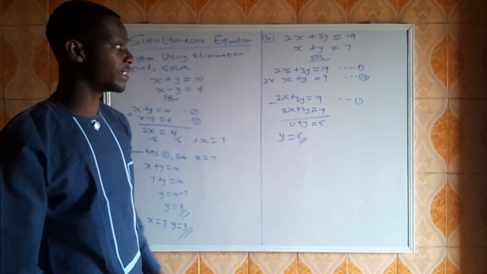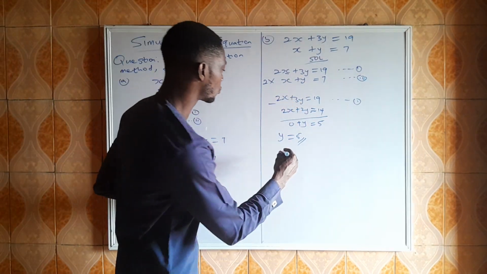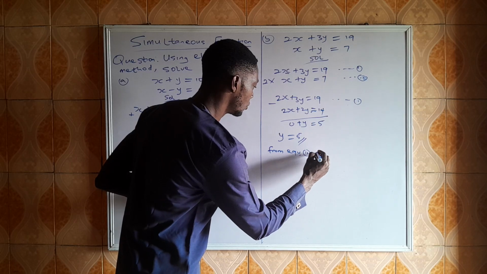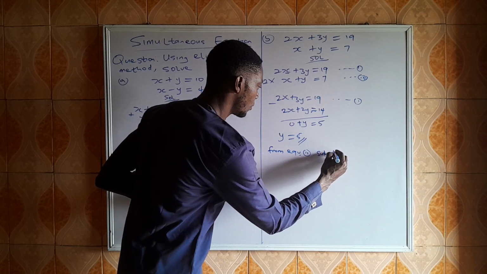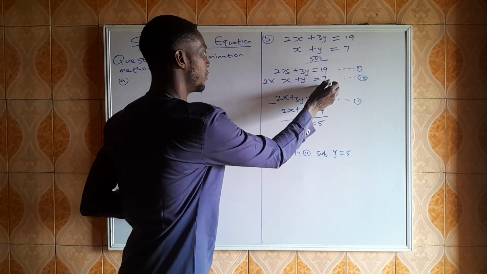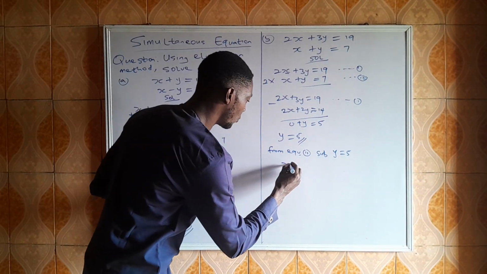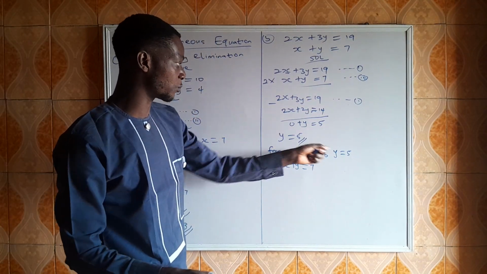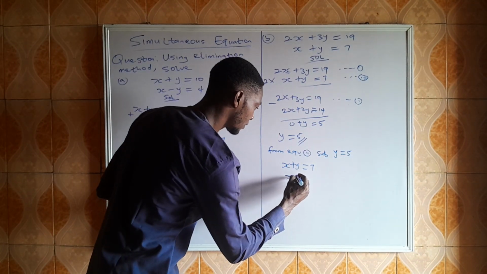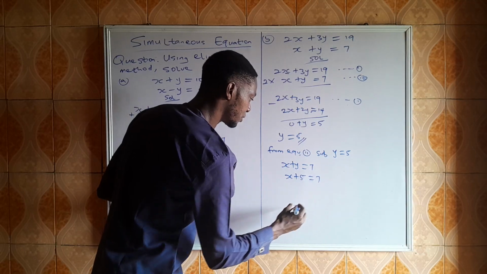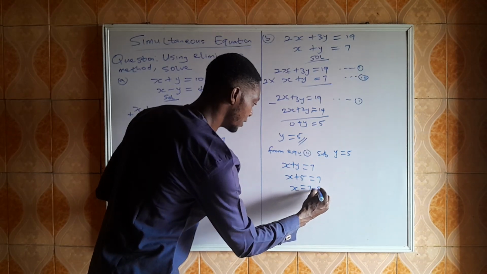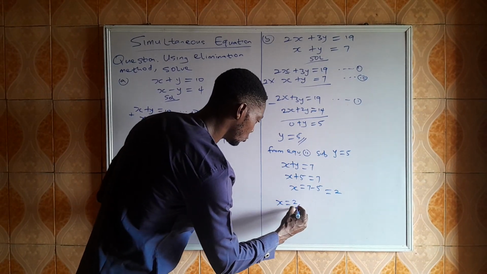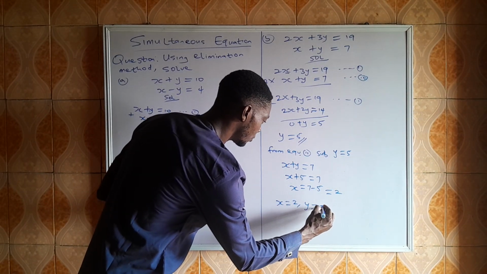Now to find x, from equation 2, substitute y equals 5. This is our original equation 2, x plus y equals 7. When you substitute y equals 5, you have x plus 5 equals 7. Then x will be 7 minus 5, which is equal to 2. So from here, you have x equals 2 and y equals 5.